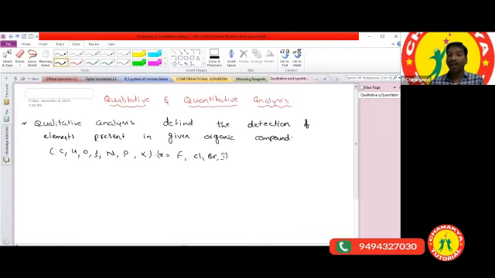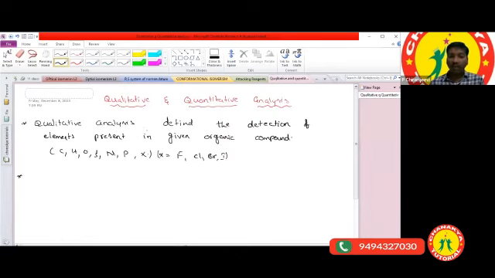We have to identify which elements a compound contains, because not all compounds contain all these elements. That process is what we call qualitative analysis. And what is the other one? It is the quantitative analysis process.